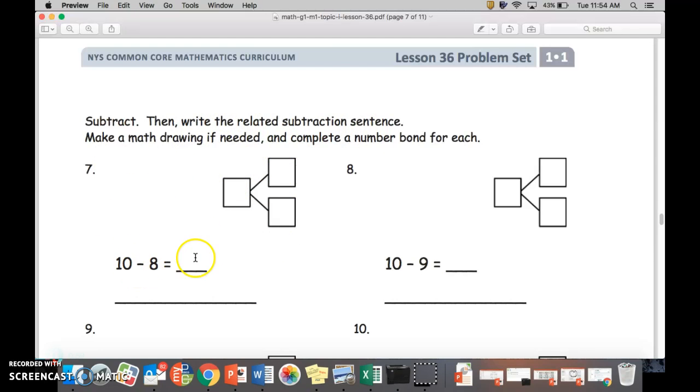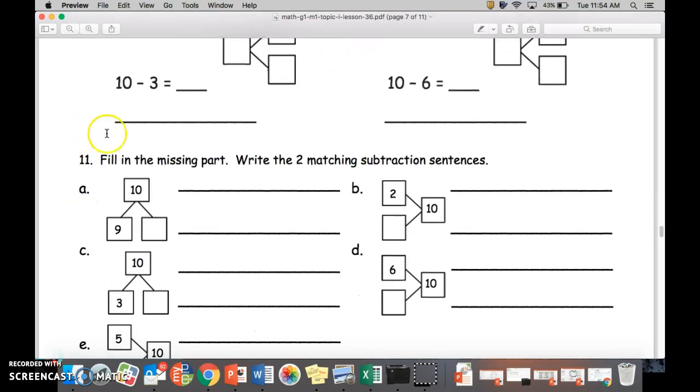10 minus 8, you're going to write the answer. And then your related subtraction sentence, remember your biggest number still has to go first, but you can subtract a different part to get the other part. So you're still using the same 3 numbers. 7, 8, 9, 10. Number 11, fill in the missing part.